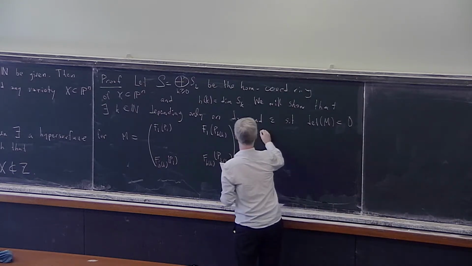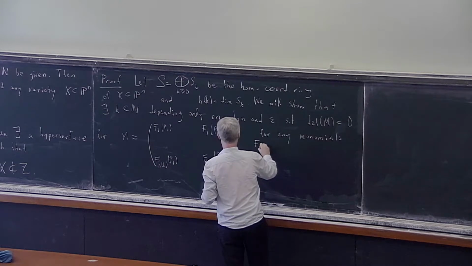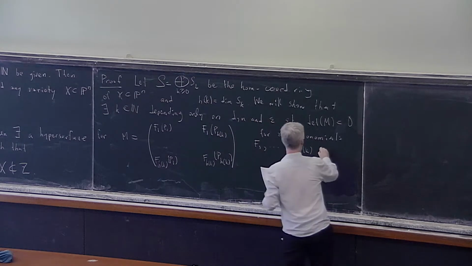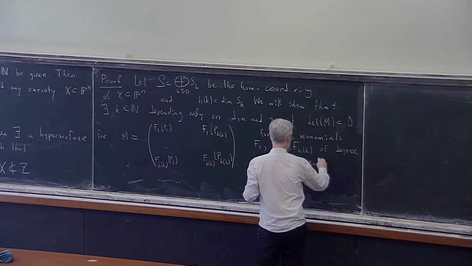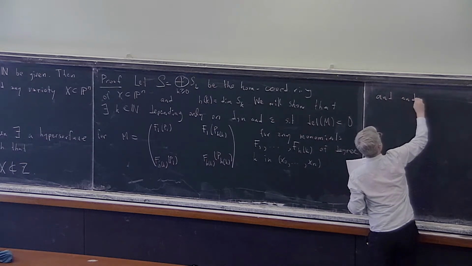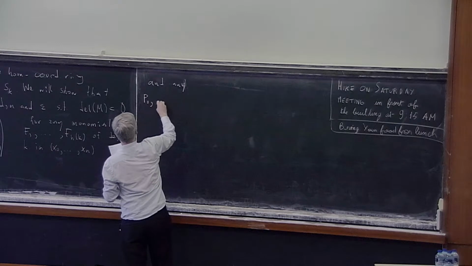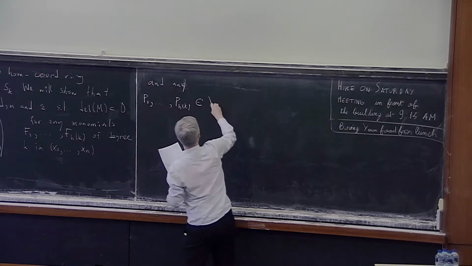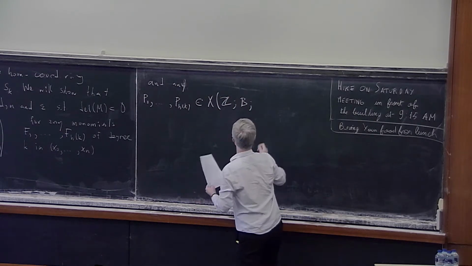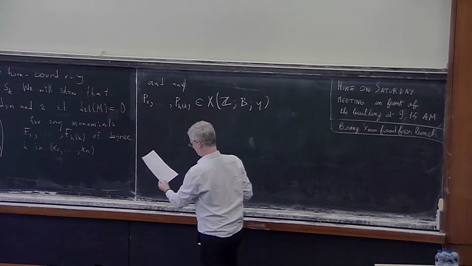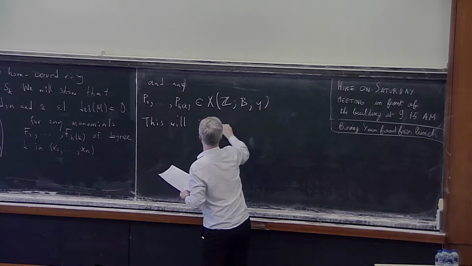So for any monomials f_1 up to f_{h_k} of degree k in x_0, ..., x_n, and any points p_1 up to p_{h_k} belonging to X, let me write Z, and now I just write 1, because we are in a cube now. This will now imply the assertion.